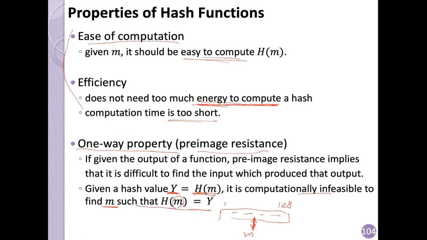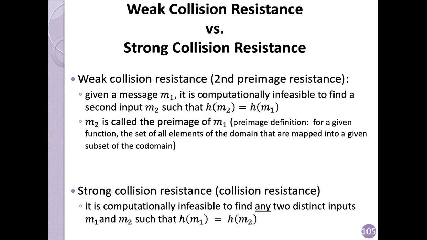Because this is basically the reversing of the hash function. If you give me a hash and I can easily find the original message, it means that I'm breaking the hash function. So it should be computationally infeasible. When we say computationally infeasible, it means that if I want to do brute force, it should take 2 to the power of a big number, 128 for example, which is what most hash functions provide.